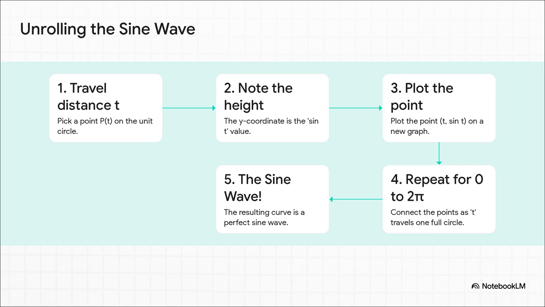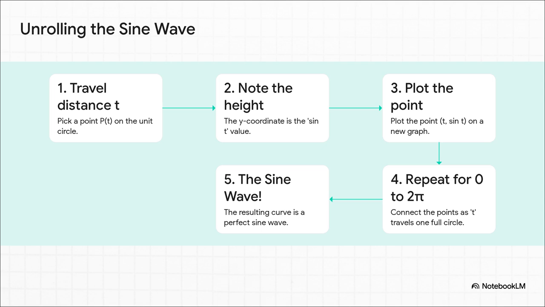Just picture this. Imagine that distance t that you travel around the circle is now the horizontal axis of a brand new graph. Now for every single point you stop at on the circle, you take its height, remember that's the sine value, and you plot that as the vertical value on your new graph. As you move around the circle, what happens? The height goes up to 1, back down through 0, all the way to -1, and then back up to 0.